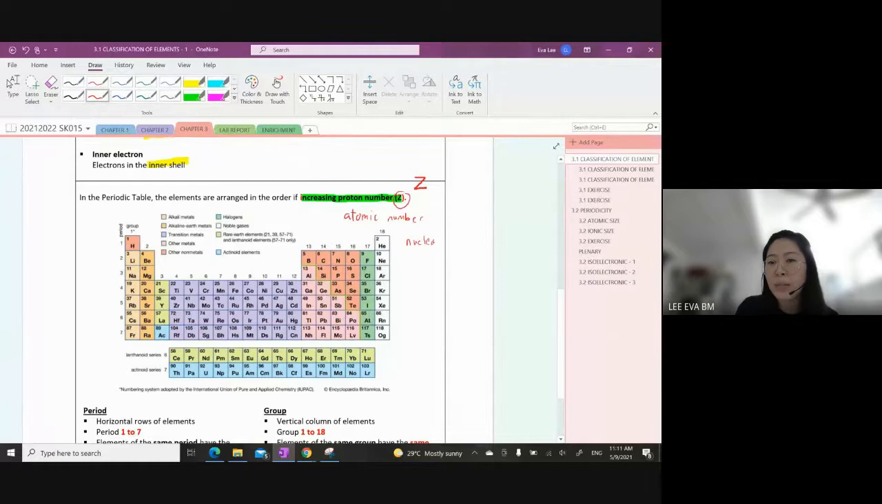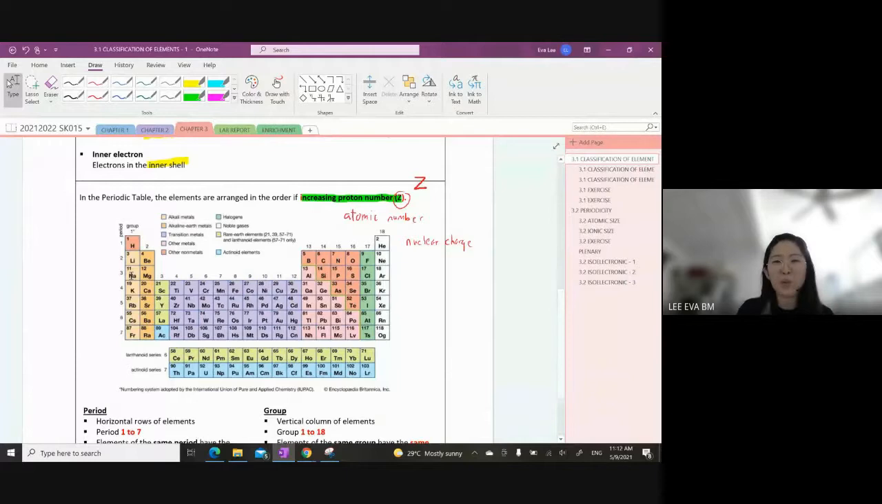These two terms you should note down in your notes: atomic number or nuclear charge. It has the same meaning as proton number, or number of protons, with the same symbol Z. If you look at this periodic table, hydrogen has proton number 1, helium 2, lithium 3, beryllium 4, boron 5, carbon 6, and so on. Every number you can actually arrange by yourself. Normally I will encourage my students to memorize.